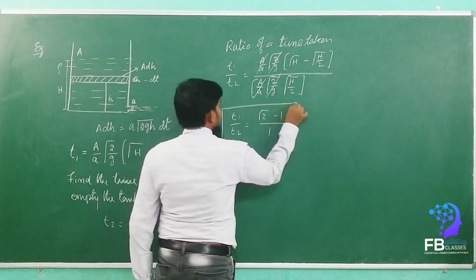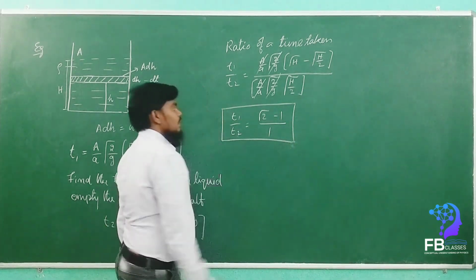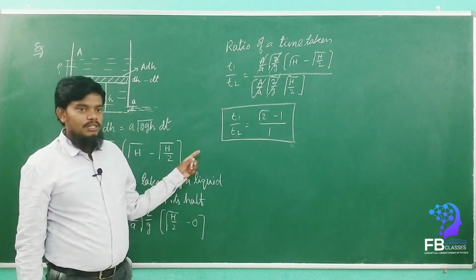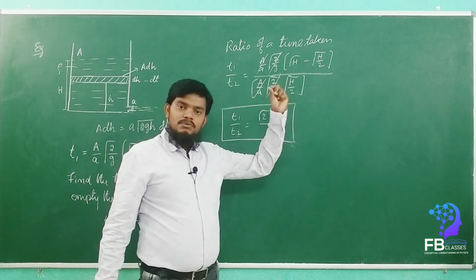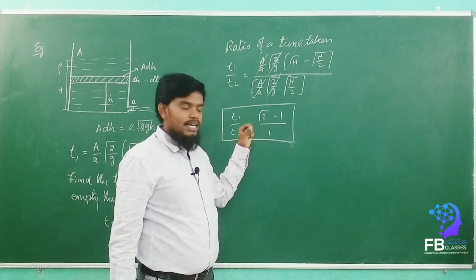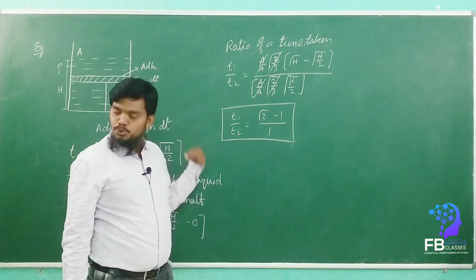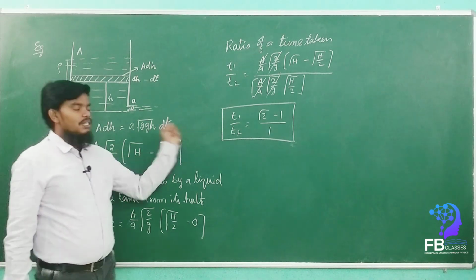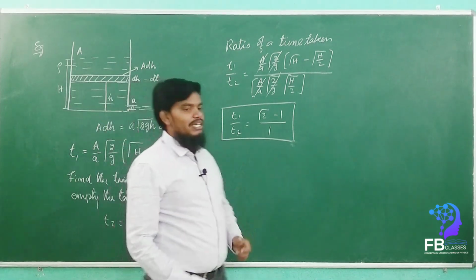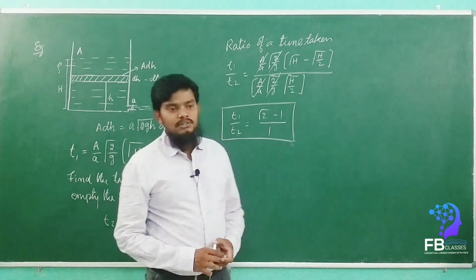So this is the ratio of time. T1 is the time to empty the tank from full to half, and T2 is the time to empty it from half to zero. These are the two equations and their ratio. Can you please make a note of it, then we can continue the class.